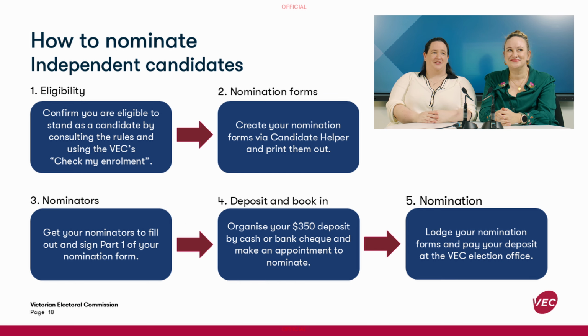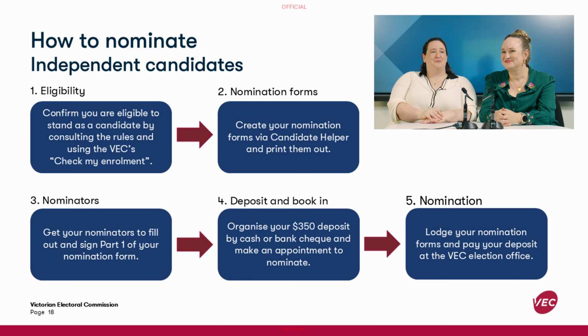On screen is a step-by-step guide to the nomination process for independent candidates. We'll go into each point in detail, but remember that your first step is to confirm your eligibility. As an independent candidate, you will submit your nomination to the election manager of the district or region election you are nominating for. You can prepare the nomination form online using our Candidate Helper tool. This is the fastest and easiest way to complete it, or by picking up a hard copy nomination form from any of the election offices across the state once they open in November.